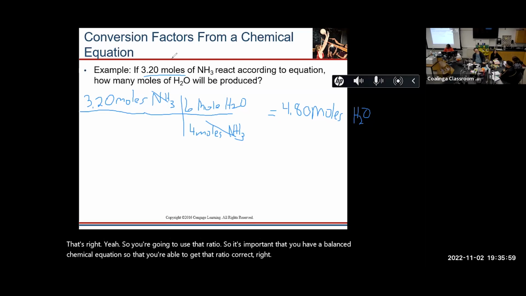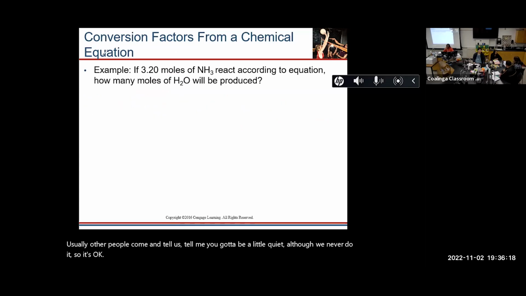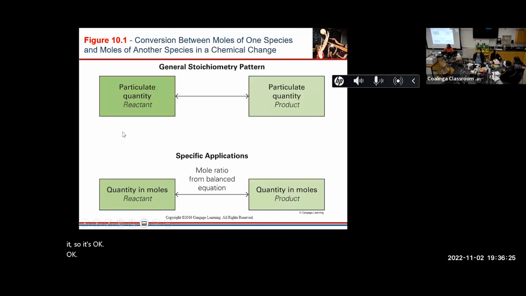What was that? Yeah, they're like us. That's anatomy, or I think it's anatomy or physiology. Some bio class. Physiology is hard. You see other people come and tell me, should be a little quiet, although I never do it. So I did it on the Zoom, so. Okay. Microbiology sounds fun. I'm doing that one.